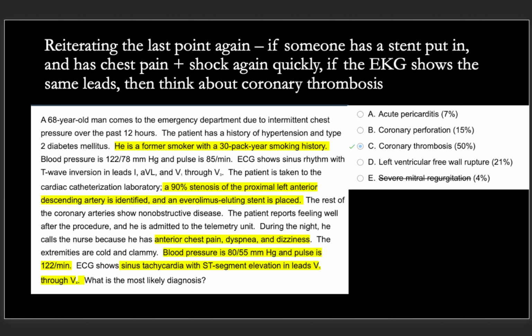So this is just a different way to look at the same question. This time they were more straightforward. They just asked you to identify a coronary thrombosis. We'll just look at the keys here again. Hypotension, ST elevation in the same leads as where they had the heart attack. That's really the key. ST elevation in the same leads where you had the heart attack right after a stent was placed. Once you know it, it's pretty easy.